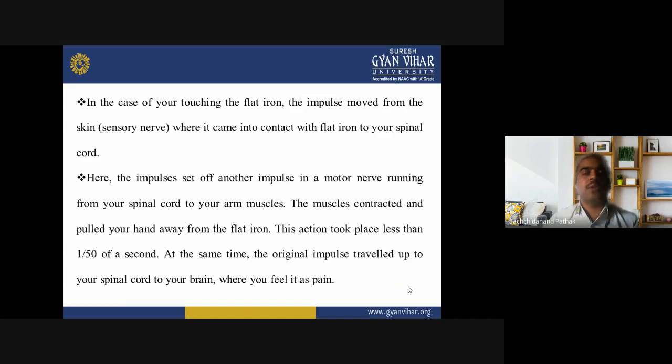In those cases when you are touching the flat iron, the impulse will be moved from the sensory skin, your sensory nerves, where it came in contact with the flat iron, to your spinal cord. Here the impulse sets off another impulse in a motor nerve running from your spinal cord to your arm muscles. These muscles contracted and pulled your hand away from the flat iron. This action took place in less than a fraction of a second.